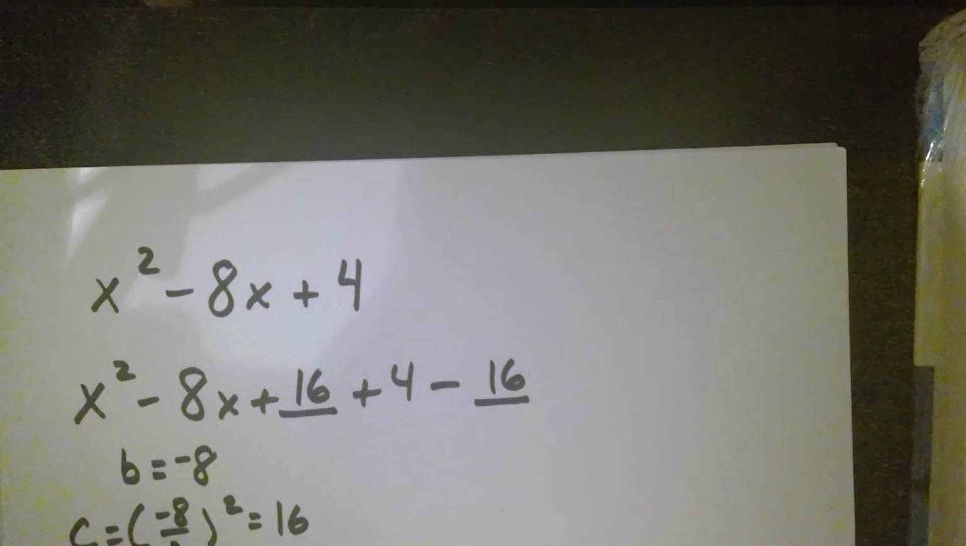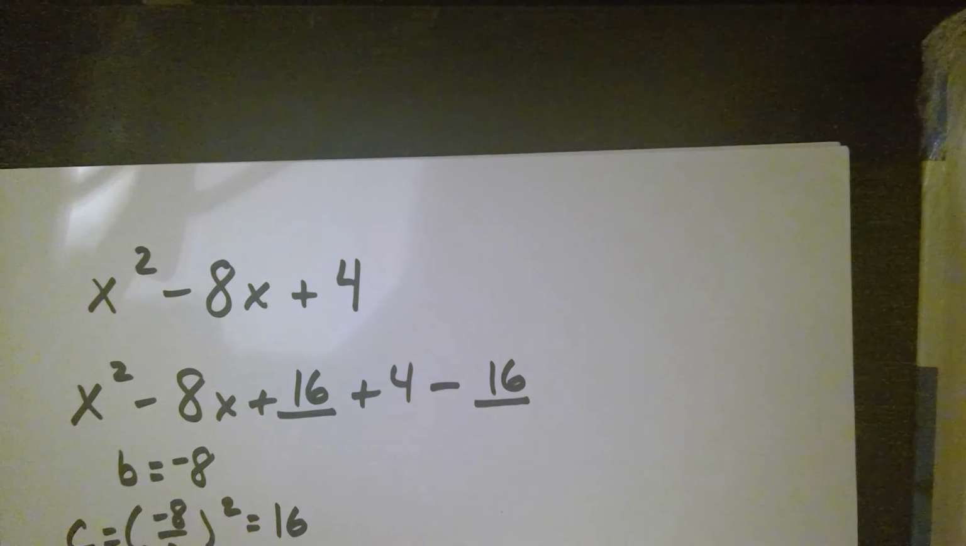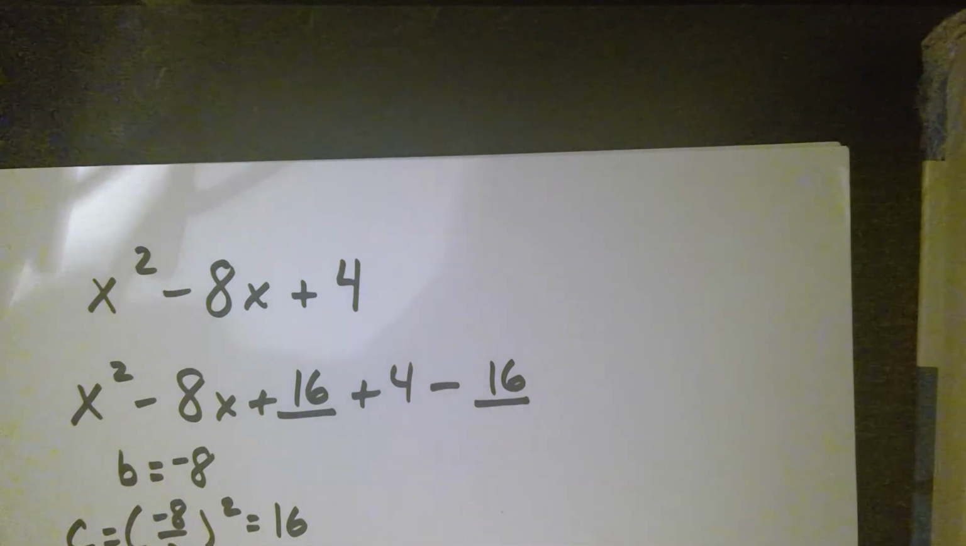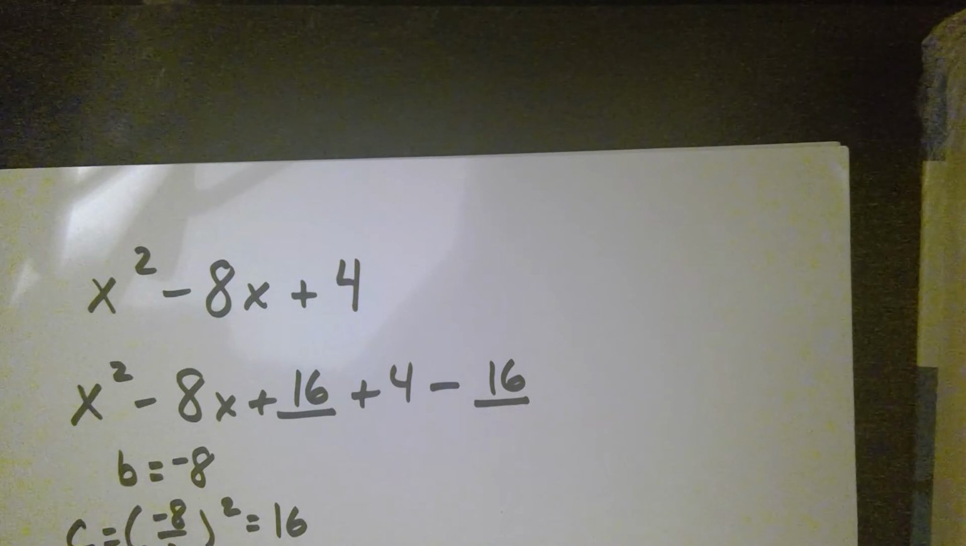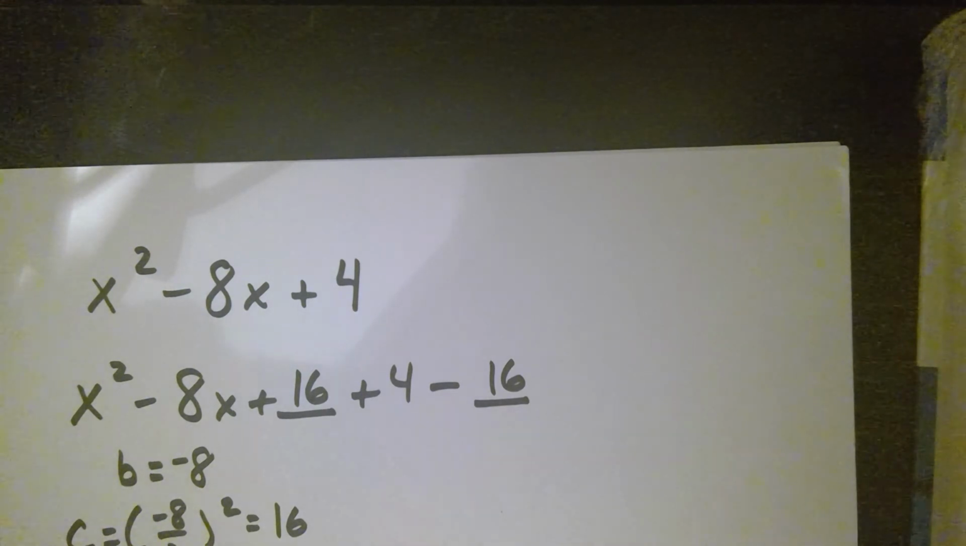So I'm going to group my perfect square binomial together. Now, I know that b is negative 8, so I need to do plus negative 8 over 2 squared. And then I'll combine these terms here to get negative 12.